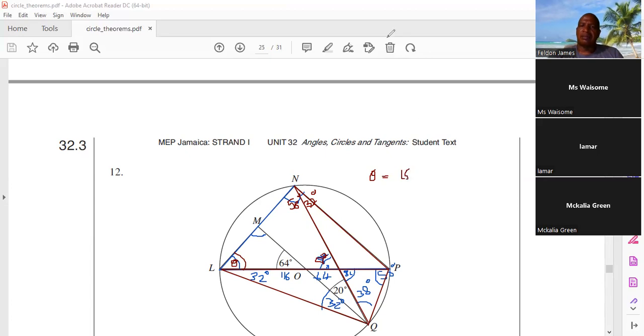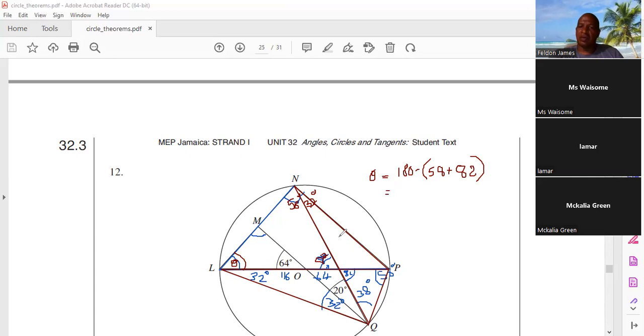180 minus these two angles, which would be the 58 and minus 82. If you keep it in bracket, then you have to put a plus sign here, plus 82. So add those two, take it from 180, and you'll get that angle. 40, sir. 40.